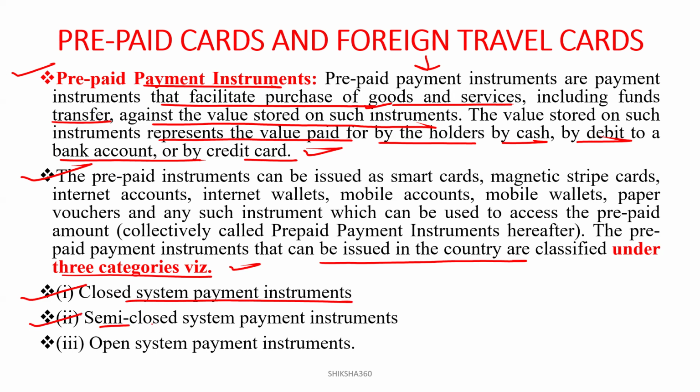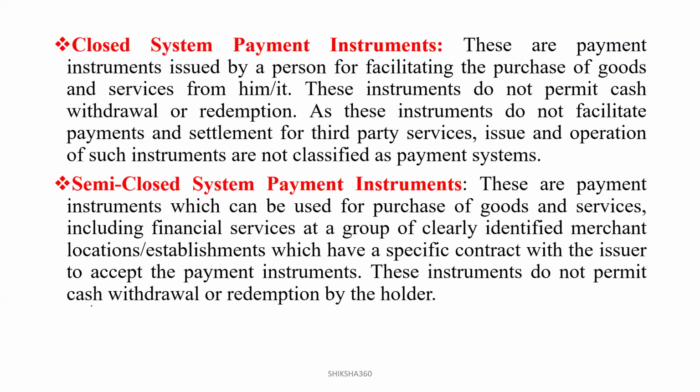Second one, that is the semi-closed system payment instruments. Third one, that is the open system payment instruments. Clear? Closed system payment instruments, semi-closed system payment instruments, open system payment instruments. So first one, that is the closed system payment instruments.